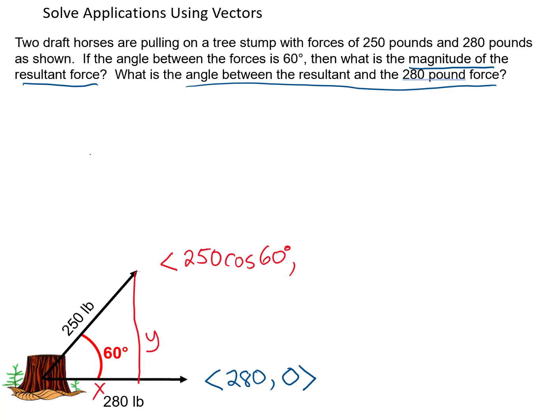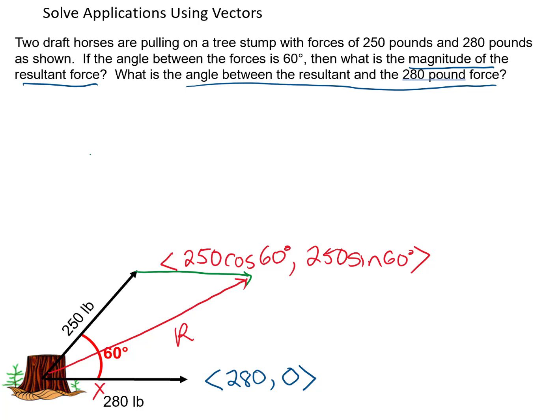Similarly, if we wanted to involve the y, we've got sine of 60 is opposite, which is y, over hypotenuse, which is 250. Solving for the y, we'd have 250 sine of 60 degrees. Now, if we added these two vectors together, we can do that. I'm going to put the other vector up here, and the resultant vector then would be somewhere like this. So there's our resultant vector, and the way we find that is we sum up the other two vectors.